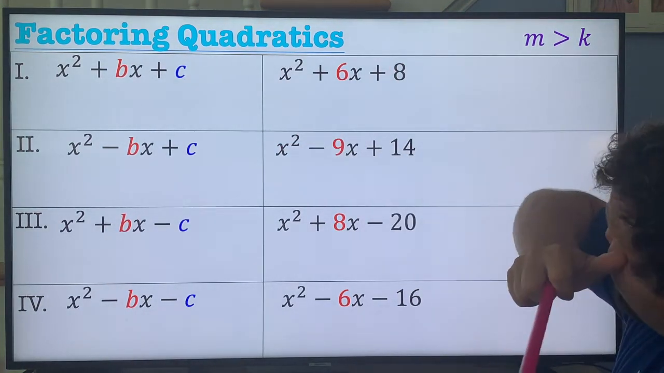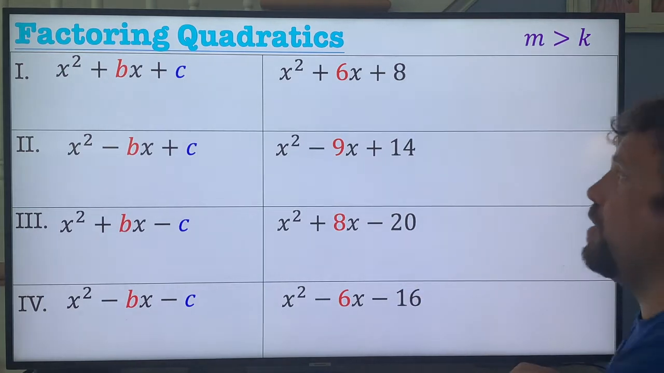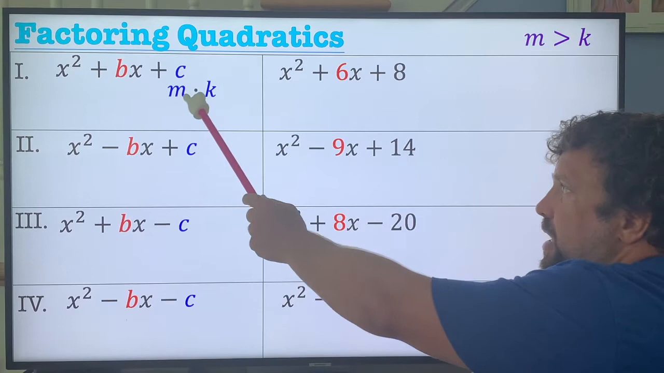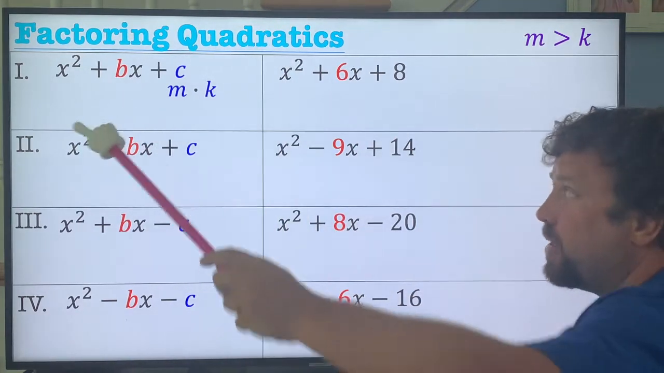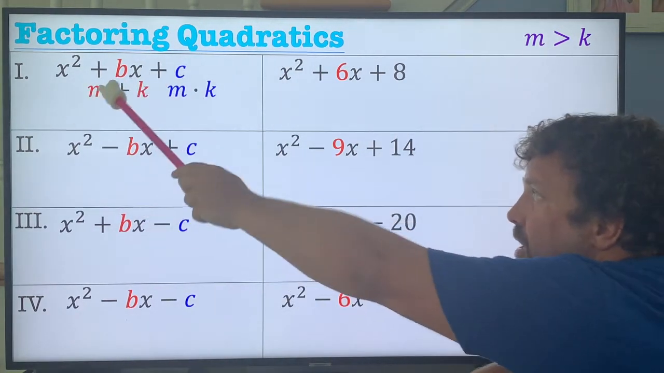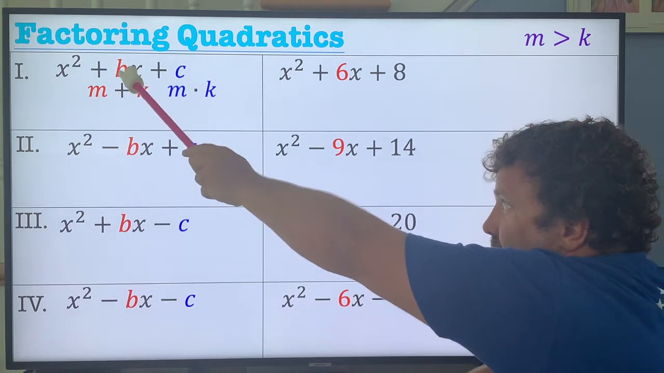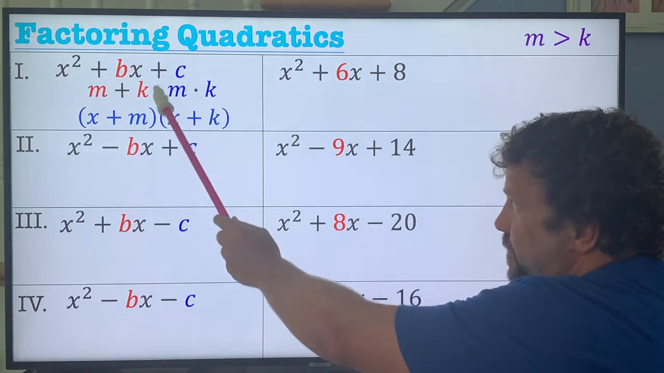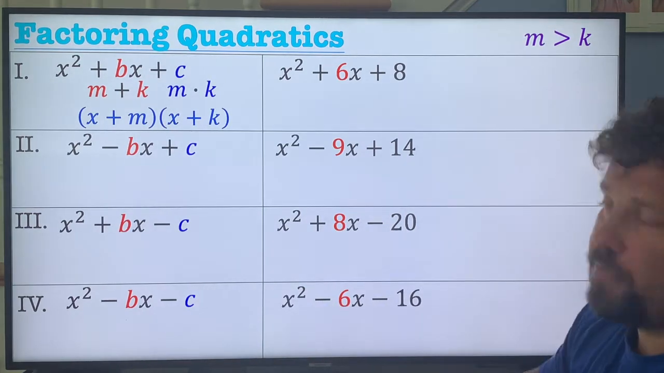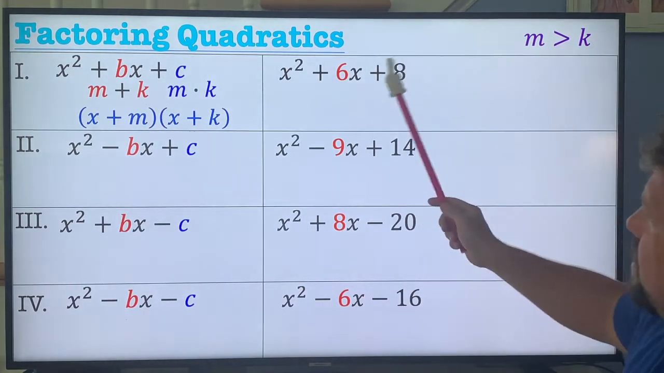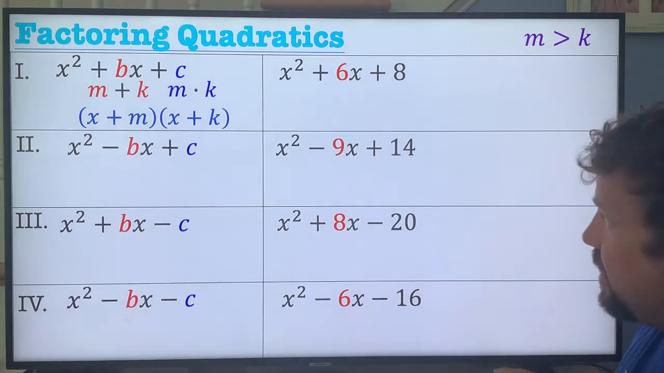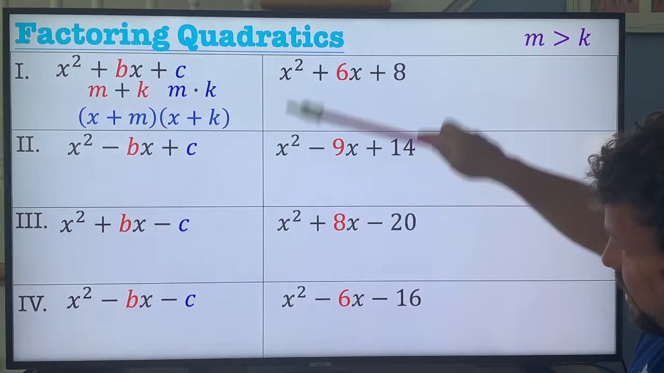x squared plus bx plus c. Okay, when you have plus plus, c is pretty much m times k. So 2 numbers multiplied together give you c. If you take those 2 numbers and add them together, they give you b. Therefore, you get (x plus m)(x plus k). What does that mean? Well, let's see. Plus and plus: what factors of 8 add up to 6? And this is only when there's nothing in front of the x besides the 1.